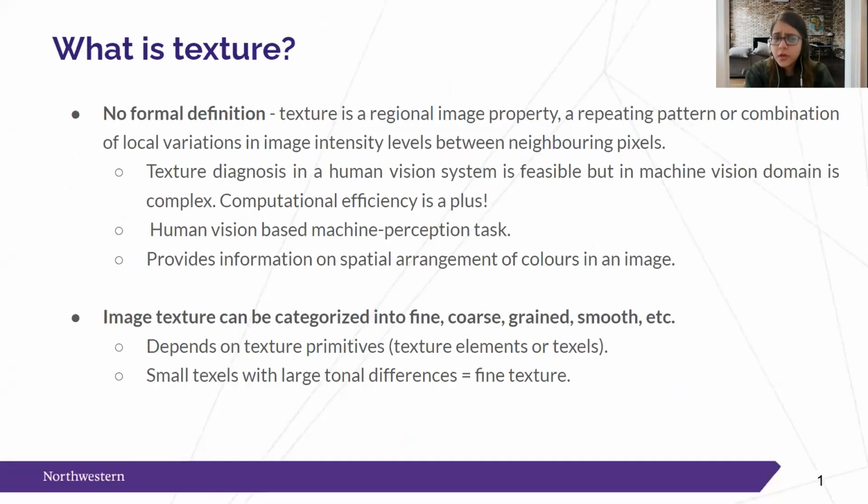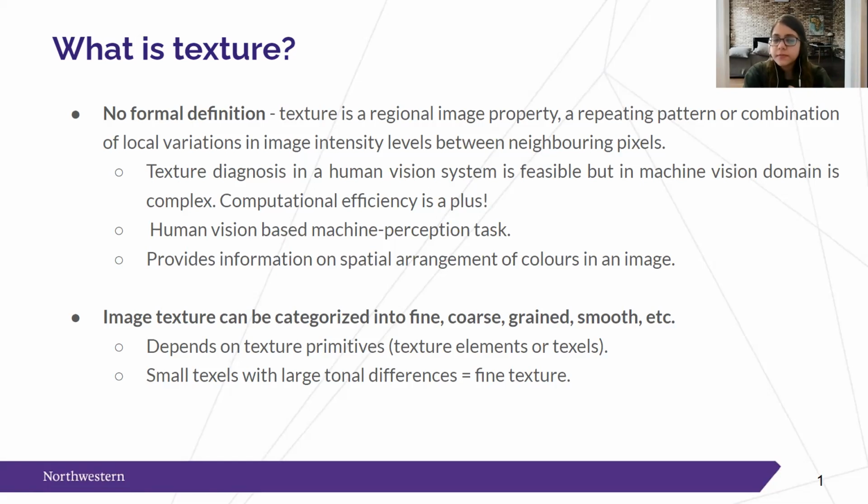So what is texture? While there is no formal definition of texture, researchers define texture as a regional image property, and they characterize it as a repeating pattern or combination of the variations in the image intensity levels between the neighborhood pixels. Texture diagnosis in a human vision system is feasible for humans, but in machine vision or computer vision domains, it's a really complex and challenging task. And that is why if we have some computational efficiency, that's a plus. So this is a human vision based machine perception task.